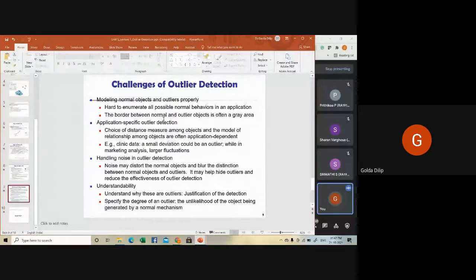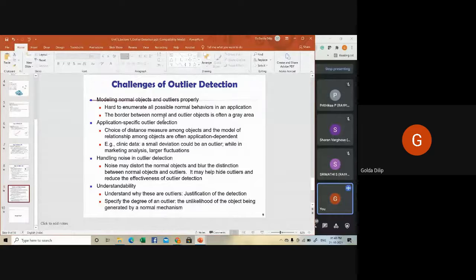Whereas if you take marketing analysis or marketing segmentation, objects are subject to much larger fluctuations or changes. Those larger fluctuations or changes are necessary to substantiate what we call an outlier. So it varies from application to application. That's application specific outlier detection. The choice of distance measure among objects and the model of relationship among the objects are often application dependent.